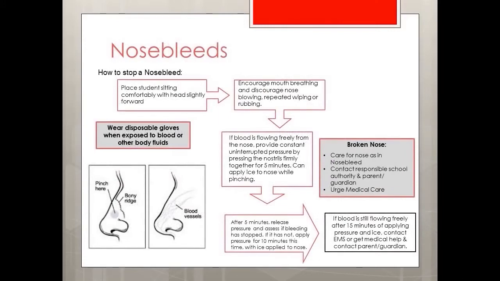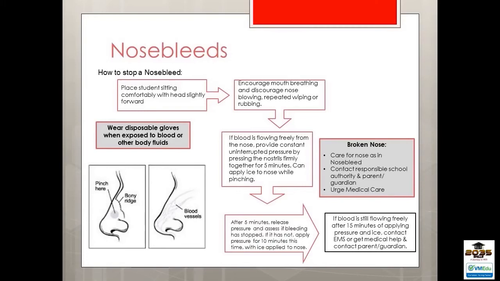Nosebleeds. A nosebleed simply means that blood is coming out of the inside of the nose. Bleeding usually occurs only from one nostril. Blood can also drip into the back of the throat or down into the stomach, causing a person to spit up or even vomit blood.